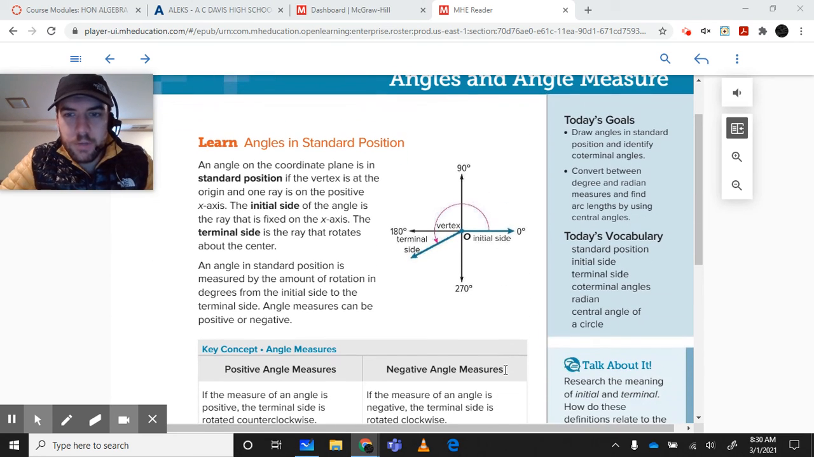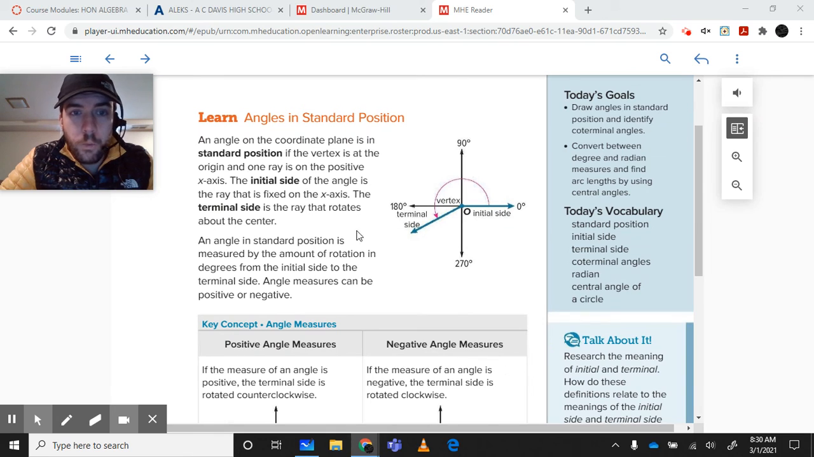So that's where we're going to start. We're going to look through some examples about how to work with these ideas. And then after we finish those, we'll get into the description here of going between degrees and radians, and we'll talk about what that's about when we get there.